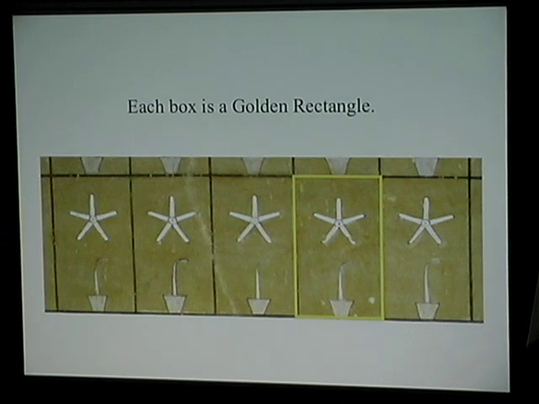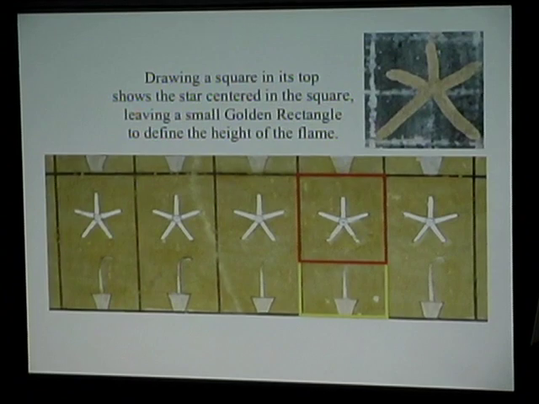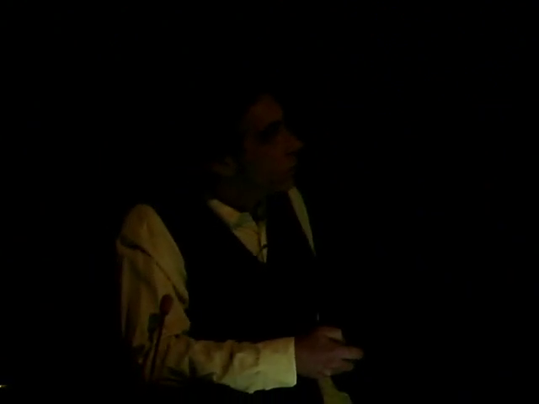All I have to do is measure, or don't even have to use a ruler. You can use a compass to find this. And if you lop out a square from that, you'll see it centers the star in the square, just like on the tomb ceiling, and it leaves a small golden rectangle which defines the height of the flames.